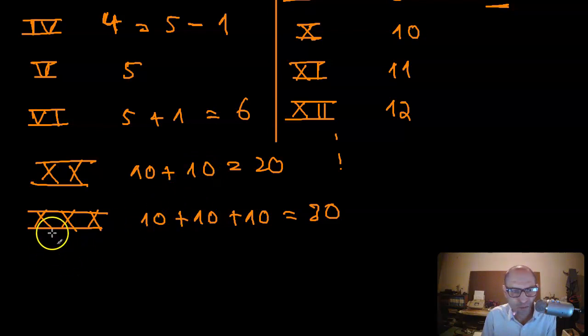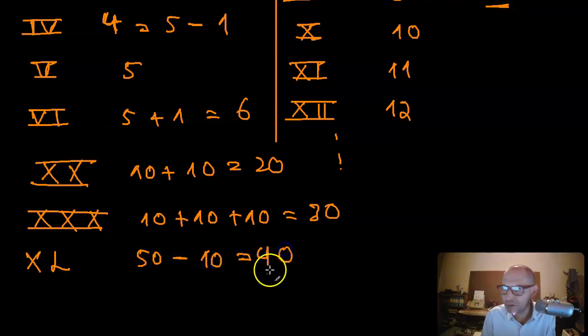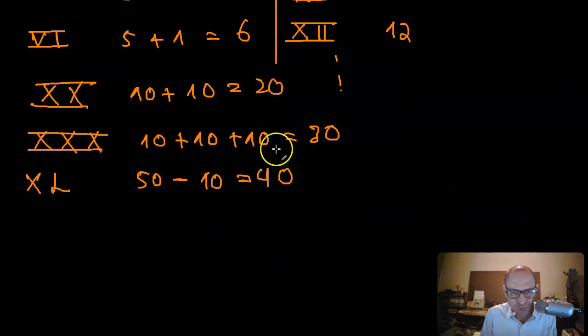A 50 is an L, and if you put an X over here to subtract, so that the 10 is subtracted, this is a 50 minus 10, which is equal to 40, right? And then you get to 50, which is of course an L itself, so that's a 50.